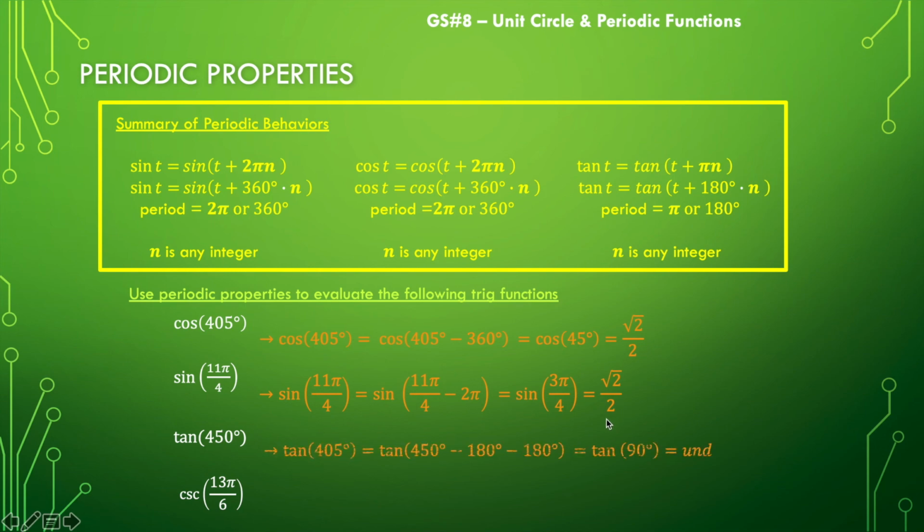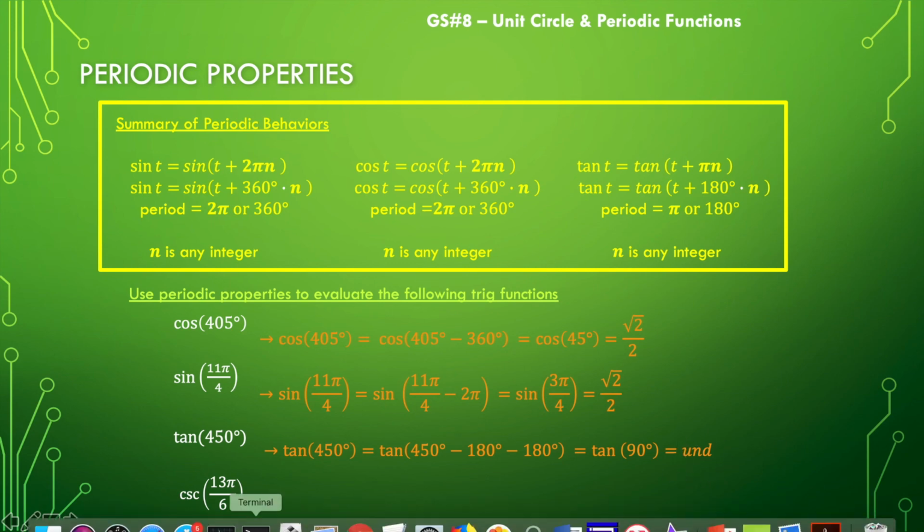Now tangent. All right, so now as we're thinking about the tangent of 450 degrees, remember that's the one that has a different period than sine and cosine. This one has a period of pi or 180 degrees. So if I'm thinking about the tangent of 450 degrees, I want to think of that as 450 degrees minus 180 degrees. But that doesn't get us as far as we'd really like. So we're going to actually subtract 180 degrees twice. So we have the tangent of 450 degrees minus 180 degrees minus 180 degrees, and that's going to give us a tangent of 90 degrees, which we know to be undefined.